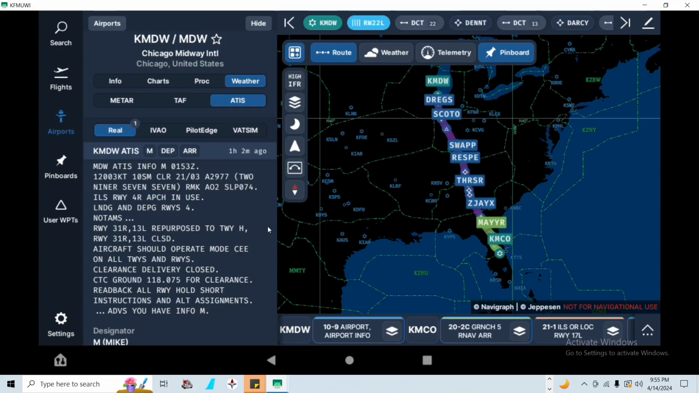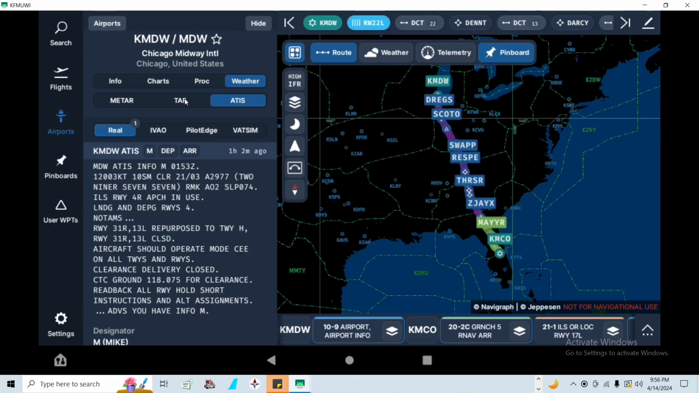Under that, you see aircraft should operate mode C on all taxiways and runways. Clearance delivery is closed. Contact ground on 118.075 for clearance, and all aircraft should read back all runway holding short instructions and assignments. And then you need to advise air traffic control that you have information Mike. So that is the ATIS. That's how you read that. Not too much to that.